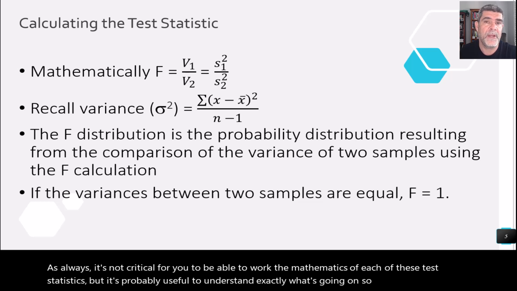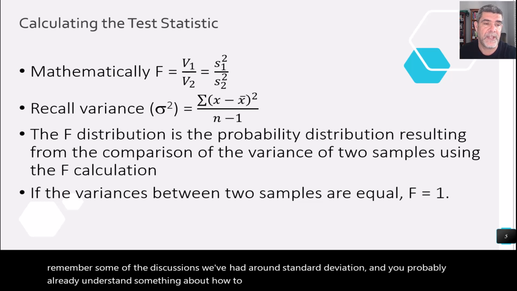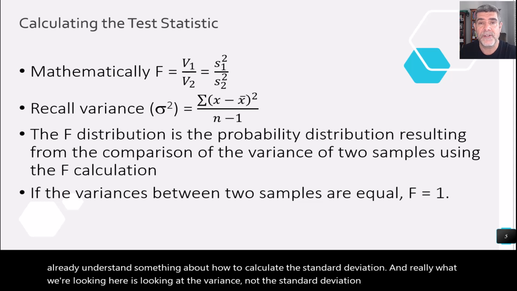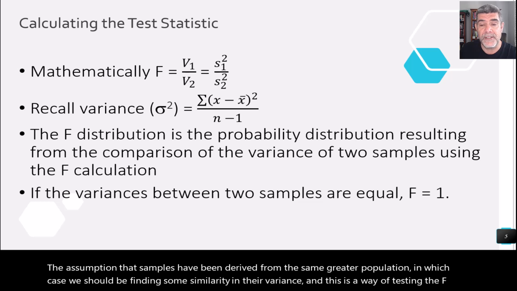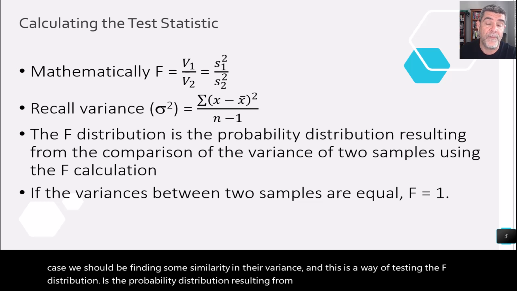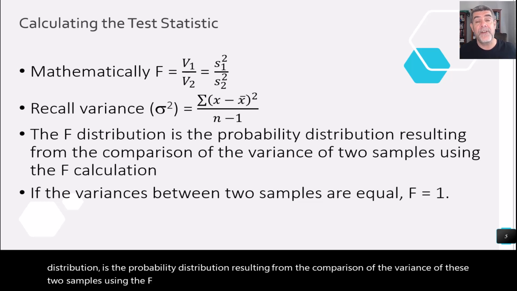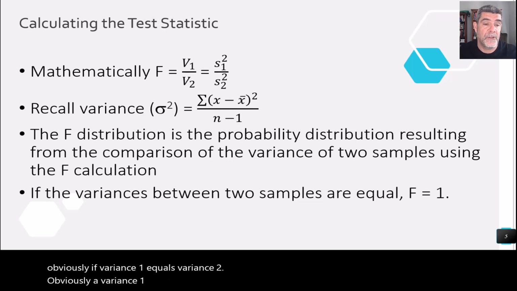So you might remember some of the discussions we've had around standard deviation, and you probably already understand something about how to calculate the standard deviation. And really what we're looking at here is the variance, not the standard deviation, but a comparison between two different samples. The F distribution is the probability distribution resulting from the comparison of the variance of these two samples using the F calculation. And if the variances of the two samples are equal, obviously if variance 1 equals variance 2, then clearly we're going to have an F statistic of 1.